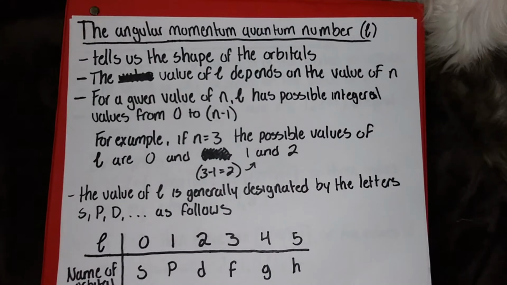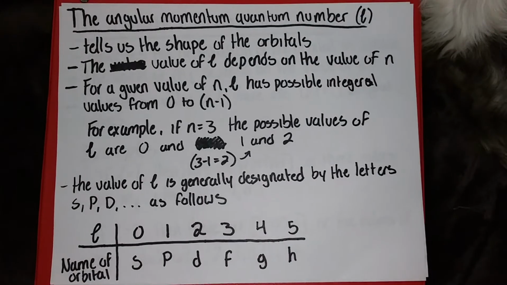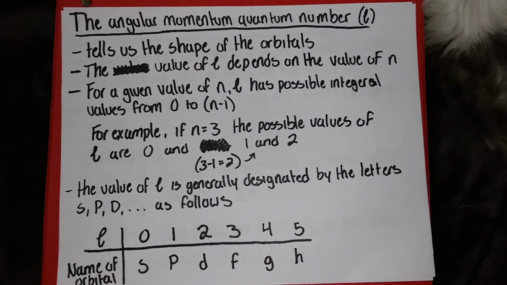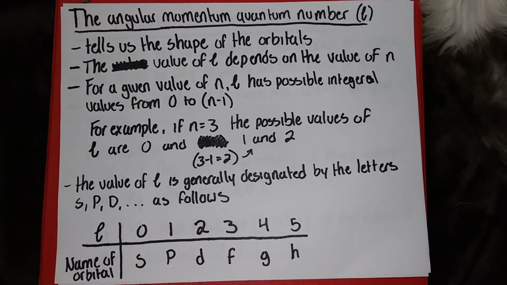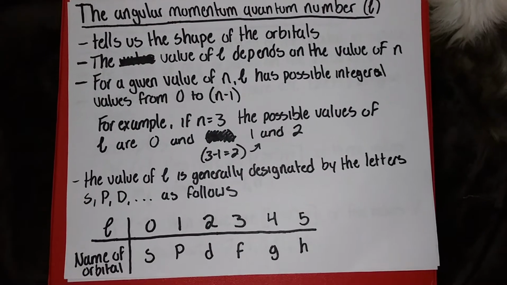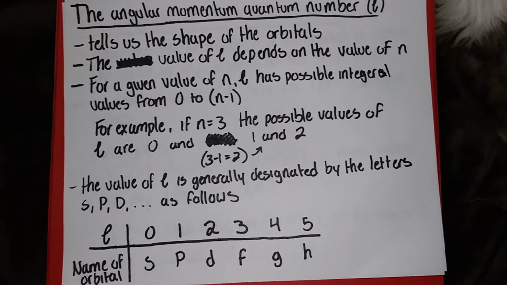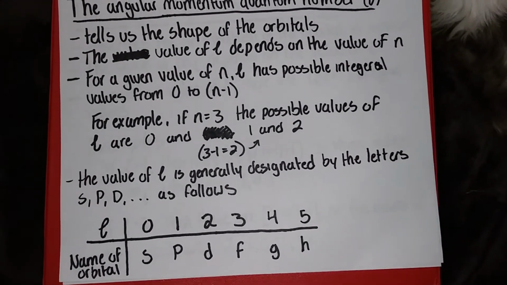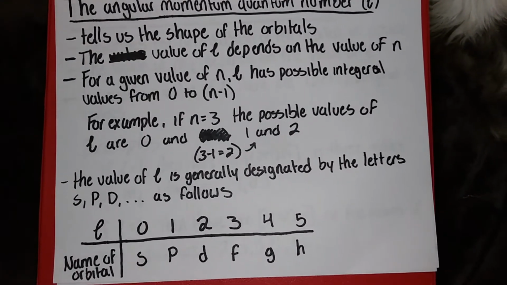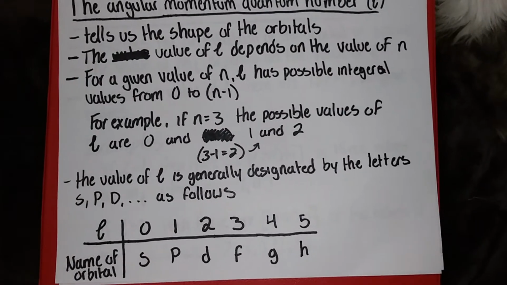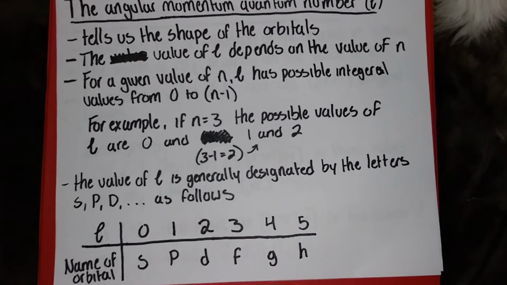The angular momentum quantum number. This tells us the shape of the orbitals. The value of l depends on the value of n, which is the principal quantum number we just talked about. For a given value of n, l has possible integral values from 0 to n minus 1. For example, if n equals 3, the possible values of l are 0 and 3 minus 1, which is 2, so it'll be 0, 1, and 2. l has 3 possible values.